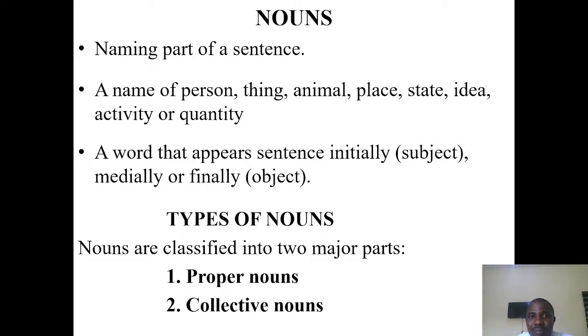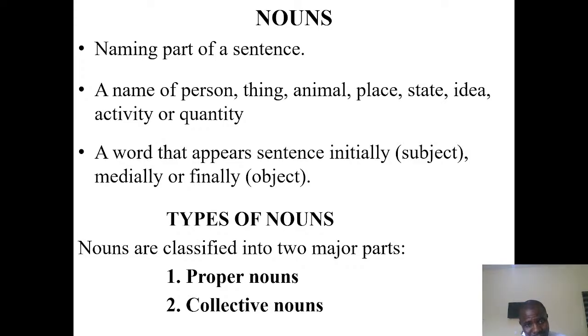Number 2, a noun is the name of a person, thing, animal, place, state, idea, activity, or quantity. Whatever has a name, that is what it means. Even an animal that has a name, whatever name you give it, that you know it by. For instance, pig. The word pig is the name of an animal, and it is a noun. The word animal is a name given to some creature, so it's a noun.